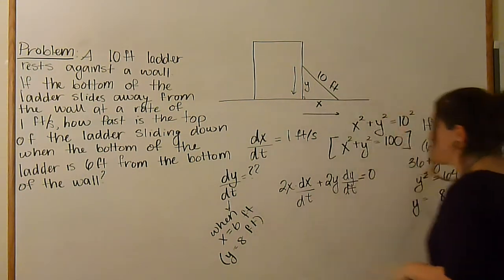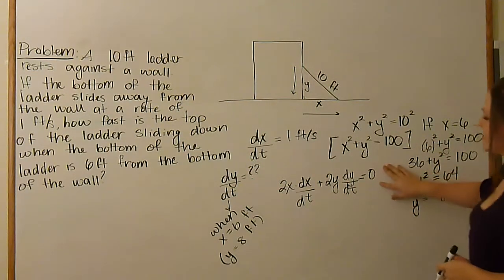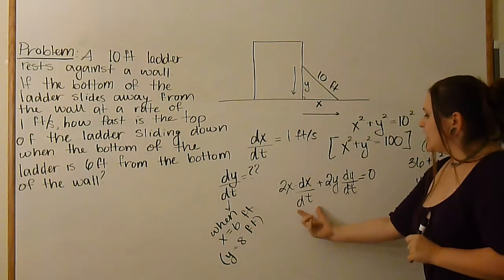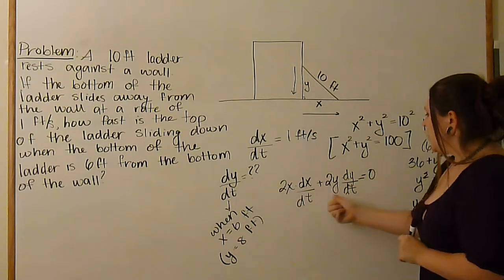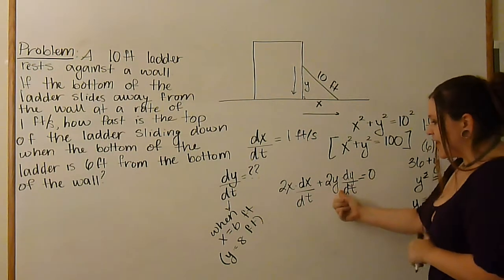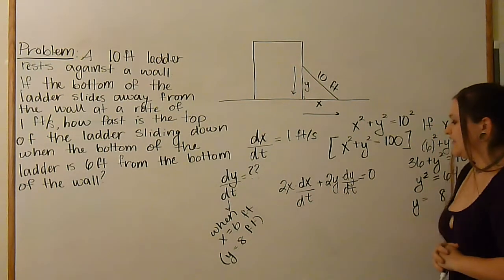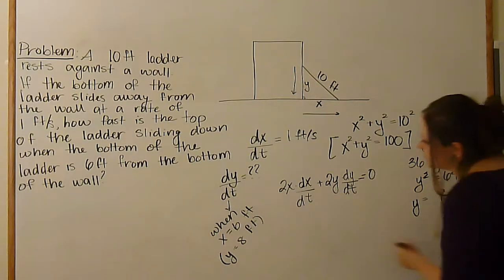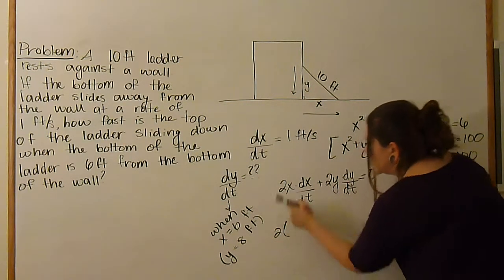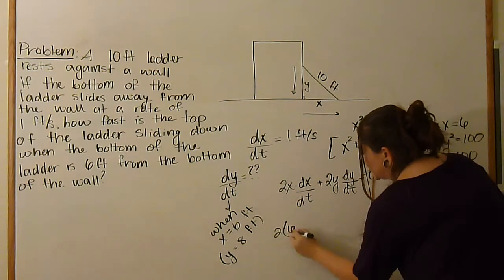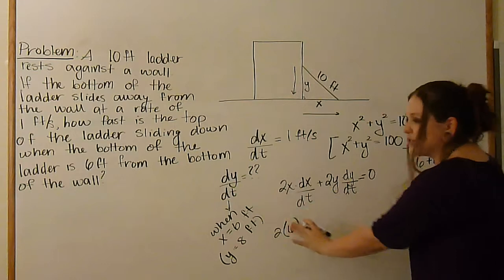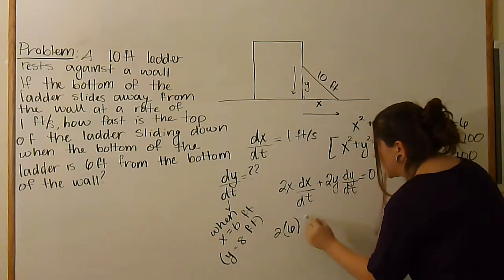That is useful information. Okay, so going back to this equation, we know that x is going to be 6. We know dx dt is 1. We know now y is 8 at that instant, and we're trying to find dy dt for that instant. So let's go ahead and plug in what we know and solve for dy dt. So we have 2 times x, that is 6 feet, and it is okay to plug in numbers at this point. We have already taken derivatives, so that's the important thing that we waited for.